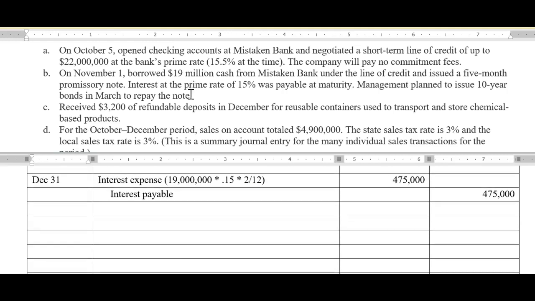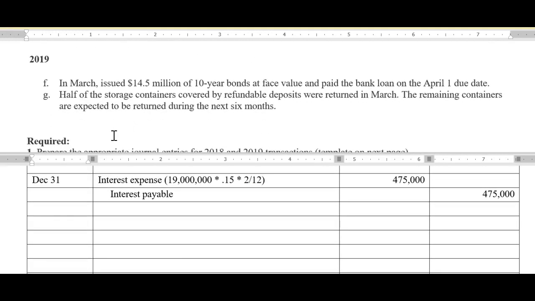Now, let's move into the next year to see what happens. In March, we issued $4.5 million of 10-year bonds at face value and paid the bank loan on April 1st, on the April 1st due date. So we did at this point actually issue additional bonds to cover that line of credit. So in March, we need to record the actual bonds. And if you don't want to put March, you can say that this is F. When you go through the letters, that's fine as well.